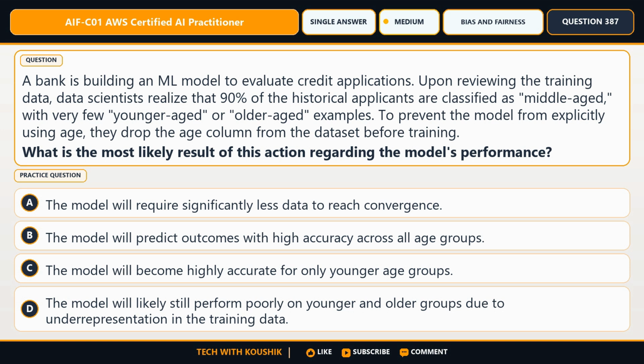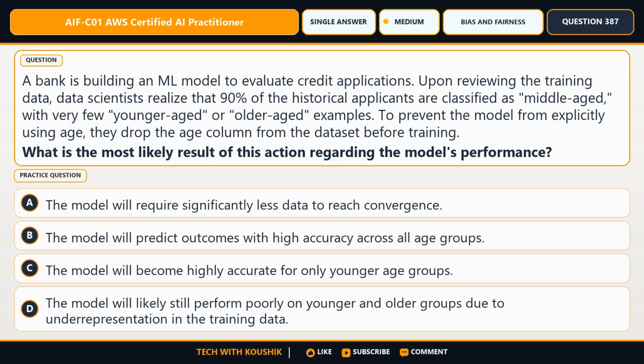Upon reviewing the training data, scientists realize that 90% of the historical applicants are classified as middle-aged, with very few younger-aged or older-aged examples. To prevent the model from explicitly using age, they drop the age column from the dataset before training. What is the most likely result of this action regarding the model's performance? Compare the options by fit, not by familiarity.